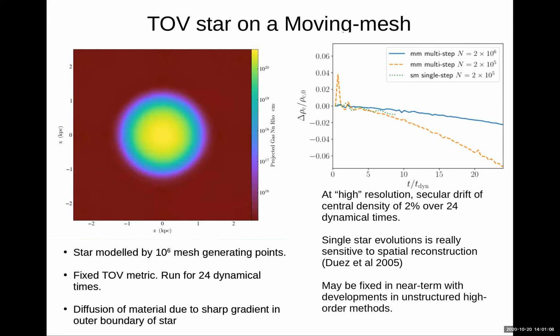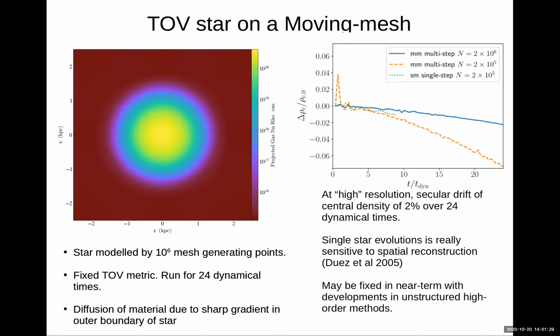So this is a Tolman-Oppenheimer-Volkoff star, which is essentially a neutron star, on the moving mesh, right? We model this with about 1 million mesh generating points, with another 1 million filling the atmosphere, right? And we have a fixed metric, and we just run this for about 24 dynamical times. You can run it for longer if you'd like.